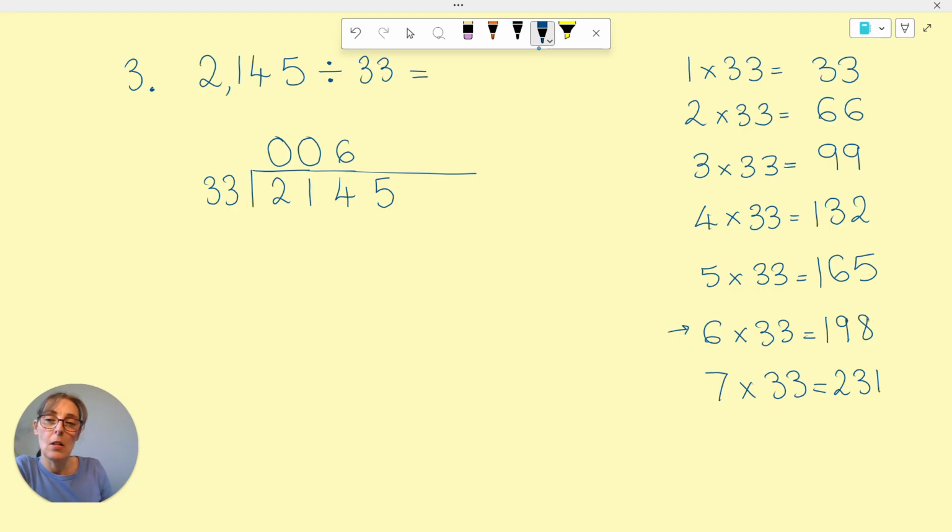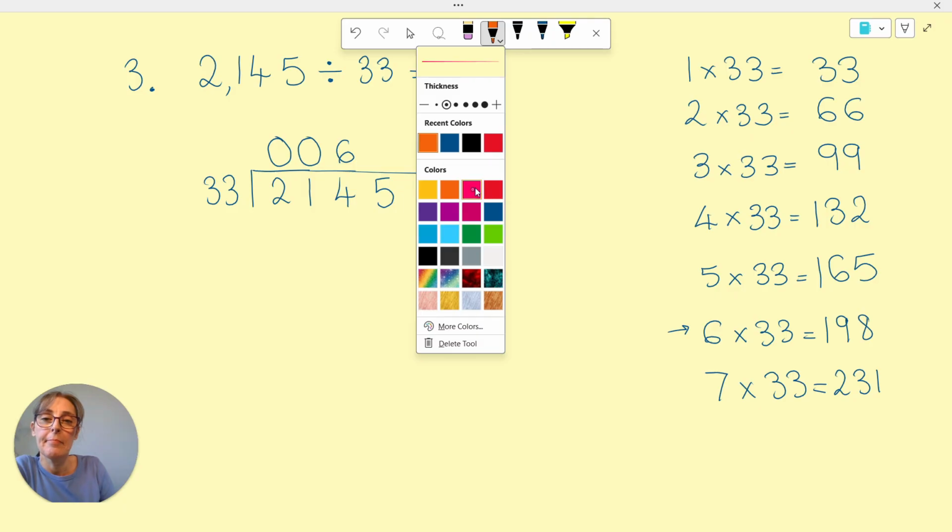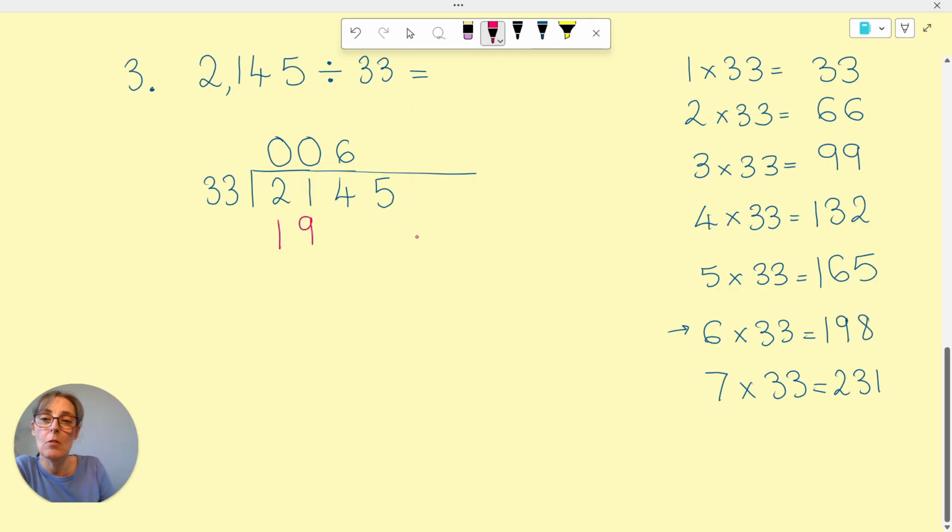6 times 33 is 198. I'm going to use a different colour, aren't I? 198, 198, so take that away. 4 take away 8, cross the 1, turn it into a 0, carry 1. 14 take away 8, well, that's 8, 9, 10, 11, 12, 13, 14, 6. 0 take away 9, cross the 2, turn it into 1, carry the 1. 10 take away 9 is 1, 1 take away 1 is 0, so we've got 16.